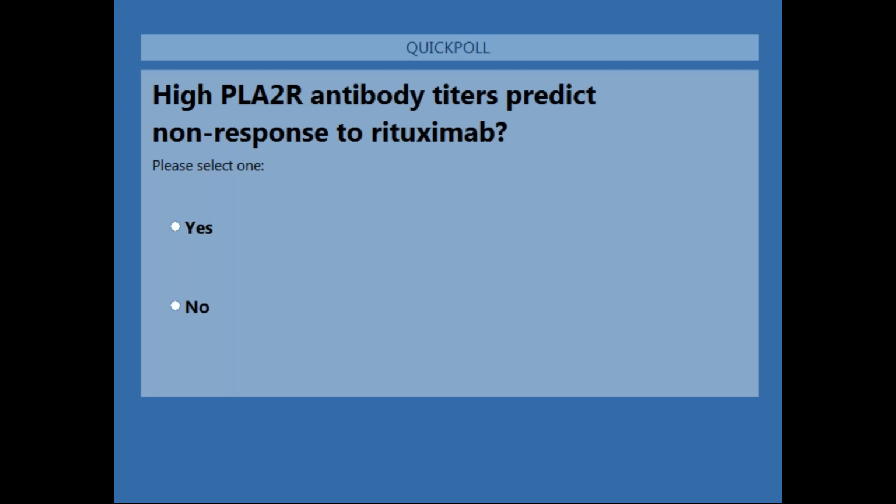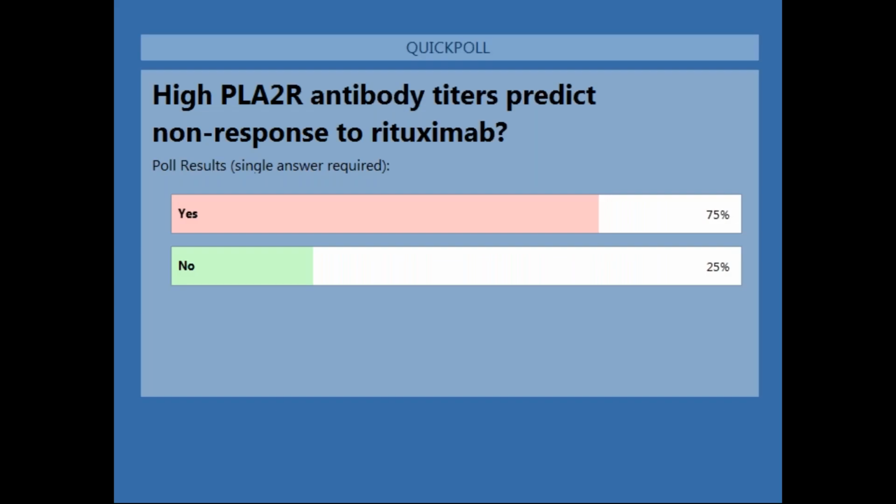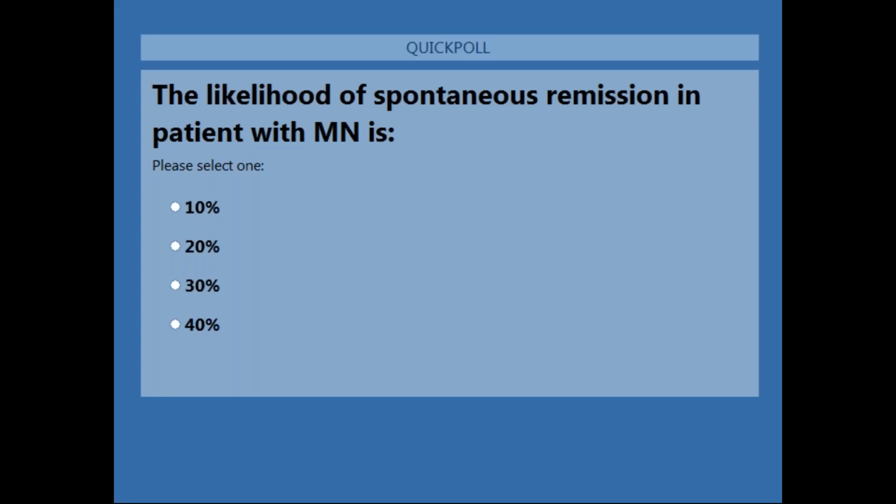Okay, so the question is on... The next question is, high PLA2R antibody titers predict non-response to rituximab, and the alternatives are no or yes. Okay, so the answer is yes 75%, no 25%. Yeah, so for now, I think that with the currently used dose of rituximab, it is clear that high PLA2R antibody levels suggest that the response will be very bad. Okay, so the majority answered correctly.